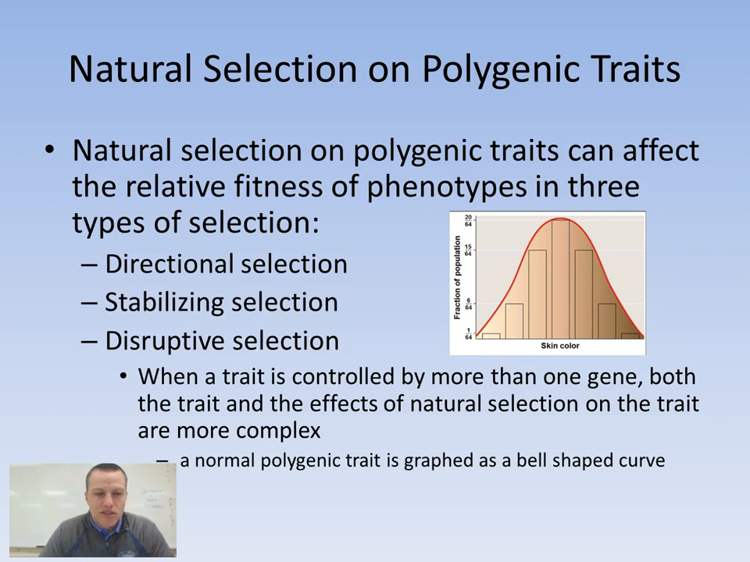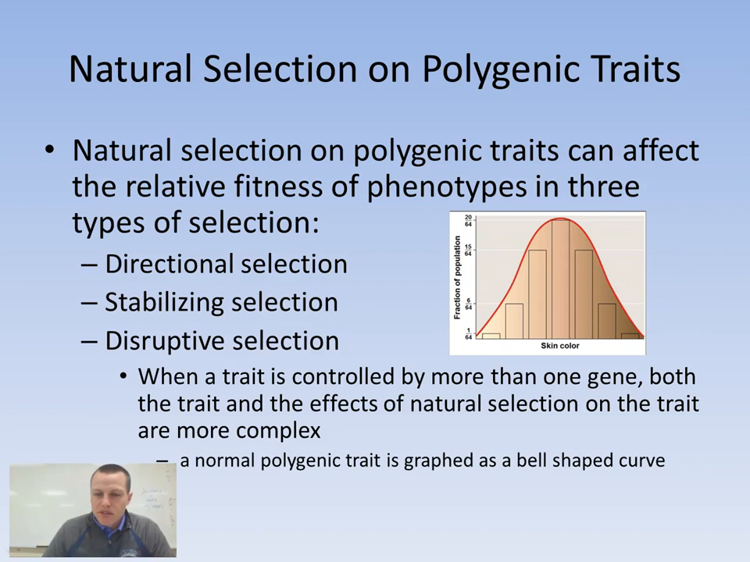So we have directional selection, stabilizing selection, and disruptive selection, which are the 3 types of polygenetic variations that we could have. When a trait is controlled by one or more genes, both the trait and the effects of natural selection on that trait are more complex.